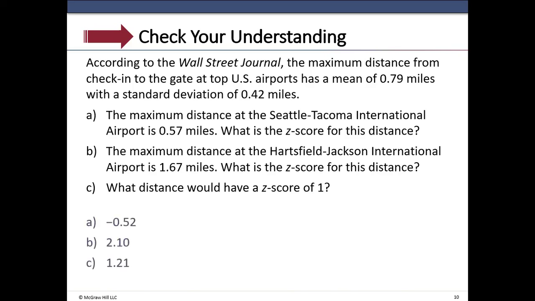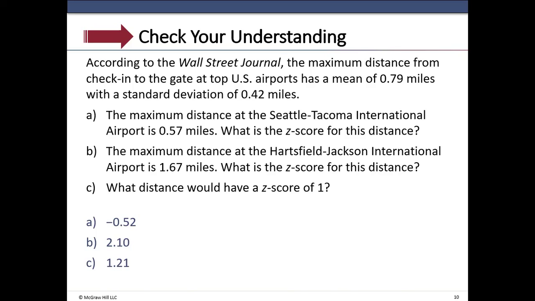The maximum distance at the Hartsfield-Jackson International Airport is 1.67 miles. What is the z-score for this distance? So we do 1.67 minus the mean, which is 0.79, get the difference and divide it by the standard deviation, 0.42. And the answer is 2.10.